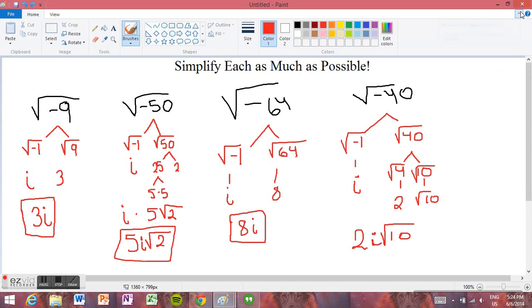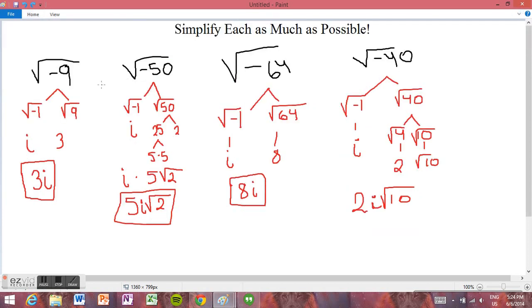So here are some examples. For example, square root of negative 9, you will have to split it up. So it will be the square root of negative 1 times the square root of 9, because we had to get rid of the negative. So we know that the square root of negative 1 is i and the square root of 9 is 3. We'll treat the i as a variable, so i times 3 will equal 3i.